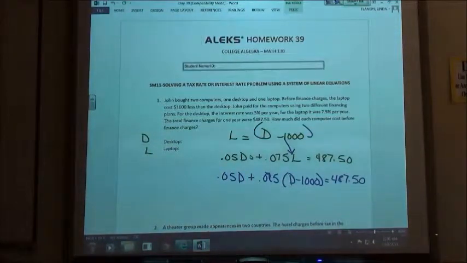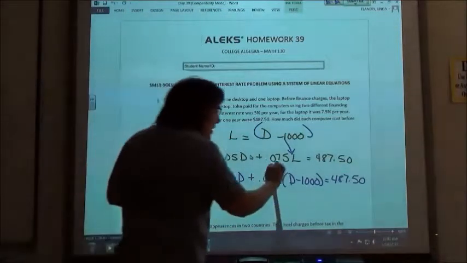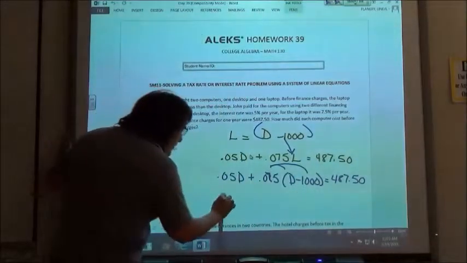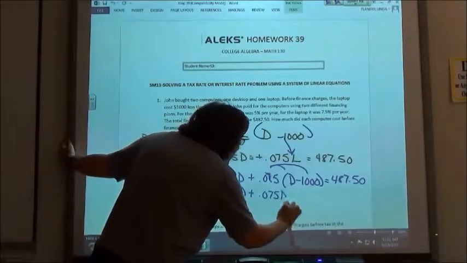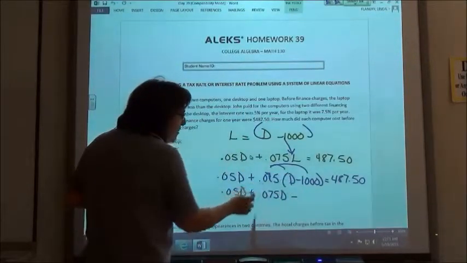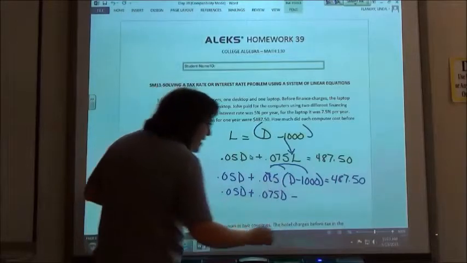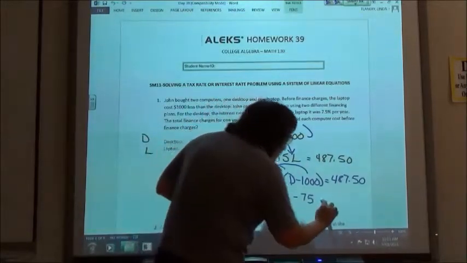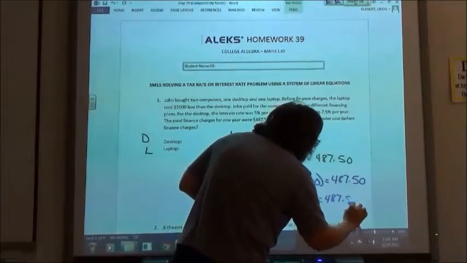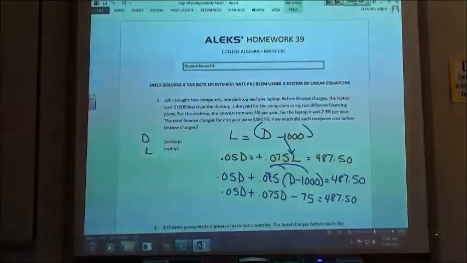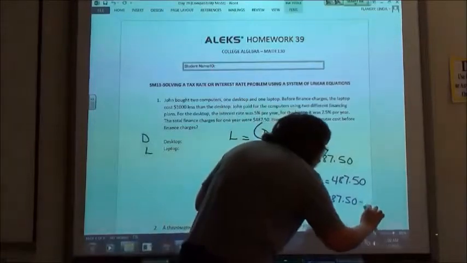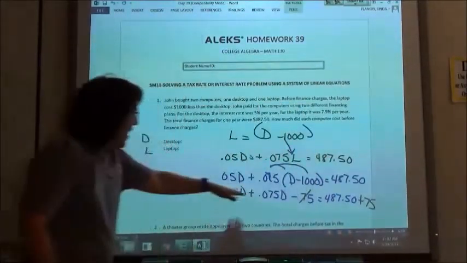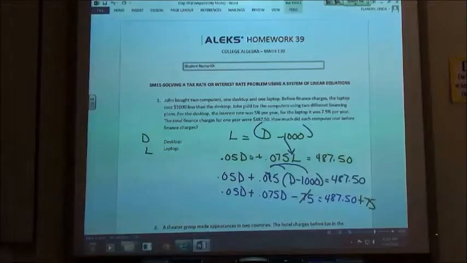So on this one, we have to go ahead and use our distributive property and multiply that out. So 0.05D plus 0.075D minus, if I take this times 1,000, I'm just moving my decimal 3 places, so I get 75 equals $487.50. Just because I'm running out of space there, I'm going to do 2 steps here. I'm going to go ahead and add my 75 to that side and combine my like terms over here.